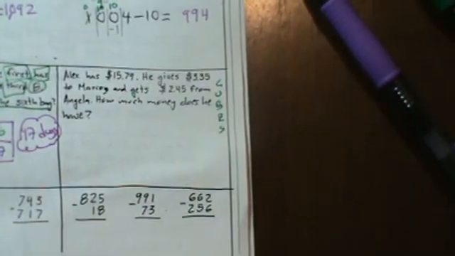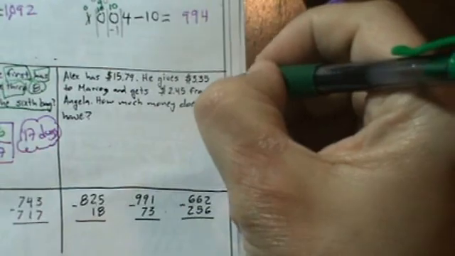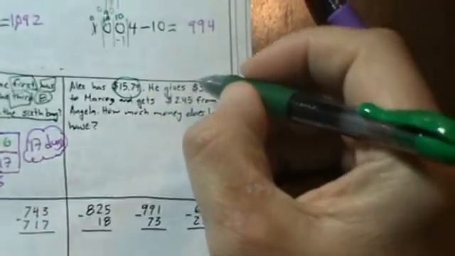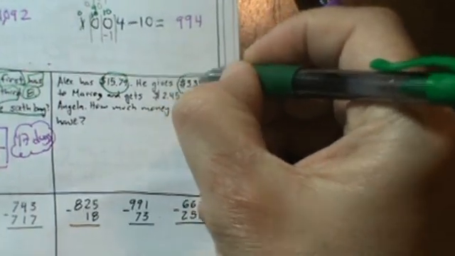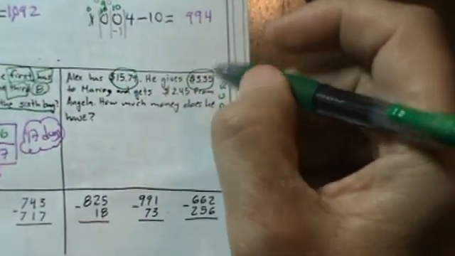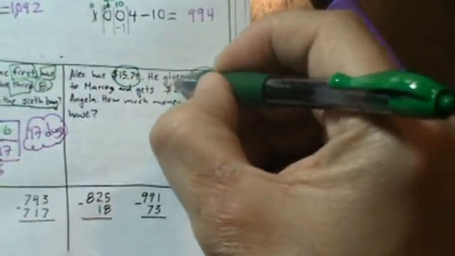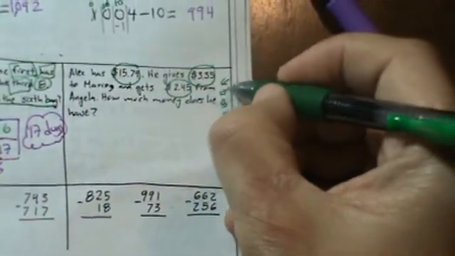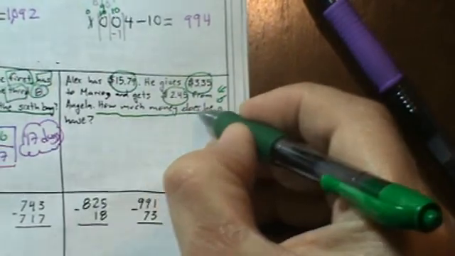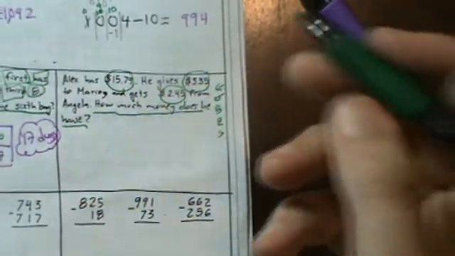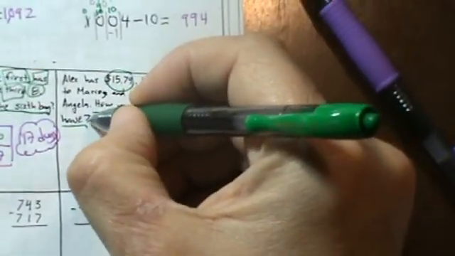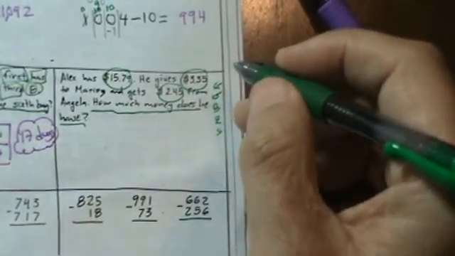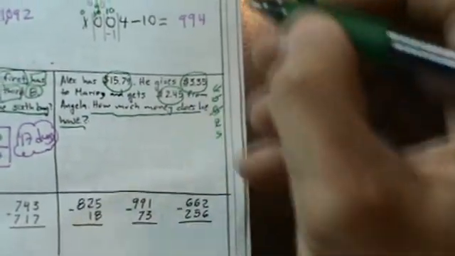First, circle the number. Alex has 1579. He gives 335 to Maria and gets 245 from Angela. That was circle the numbers. Underline the question. How much money does he have? Well, it should be, does he have left? Okay? Now box the keywords.